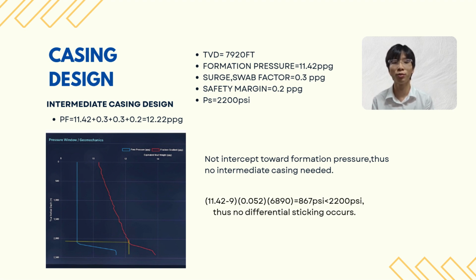From the 12.22 ppg, we will refer to the graph. The graph shows that it didn't intercept with the formation pressure, so there's no intermediate casing required. After that, we need to decide whether any differential sticking occurs or not. We use our formation pressure minus our mud weight, then follow the equation, and we get a pressure of 867 psi, which means no differential sticking occurs and there's no liner required in this casing.